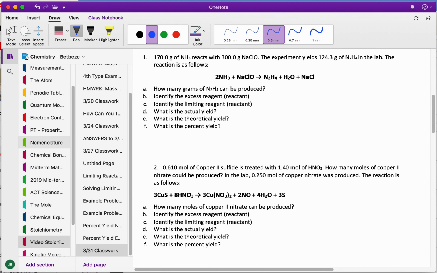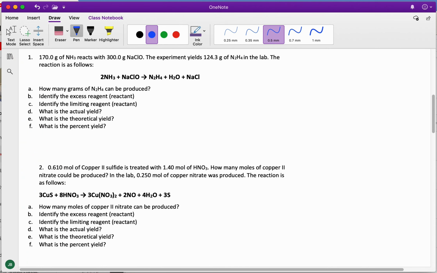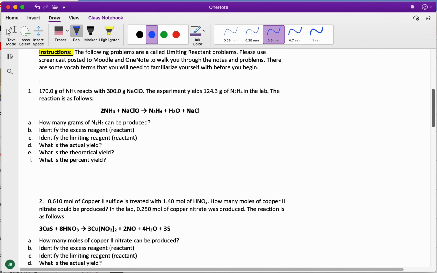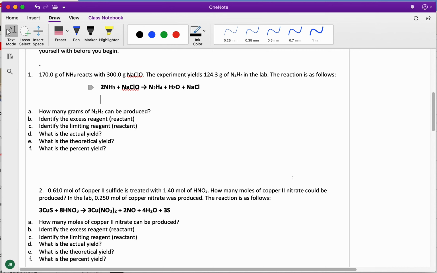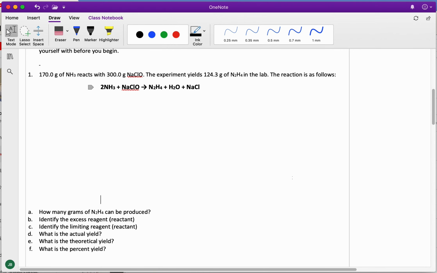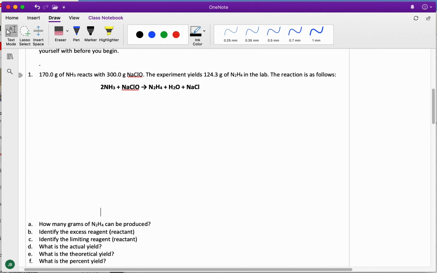Now, what I thought I would do now is to go ahead and work through the first problem on your worksheet so that you can see all of this put together now. So now we're going to be looking at being able to find limiting reagents, excess reagents, theoretical yield, percent yield, everything. We're going to put it all together. All right, so put lots of space in here. And let's see what we can do with that.